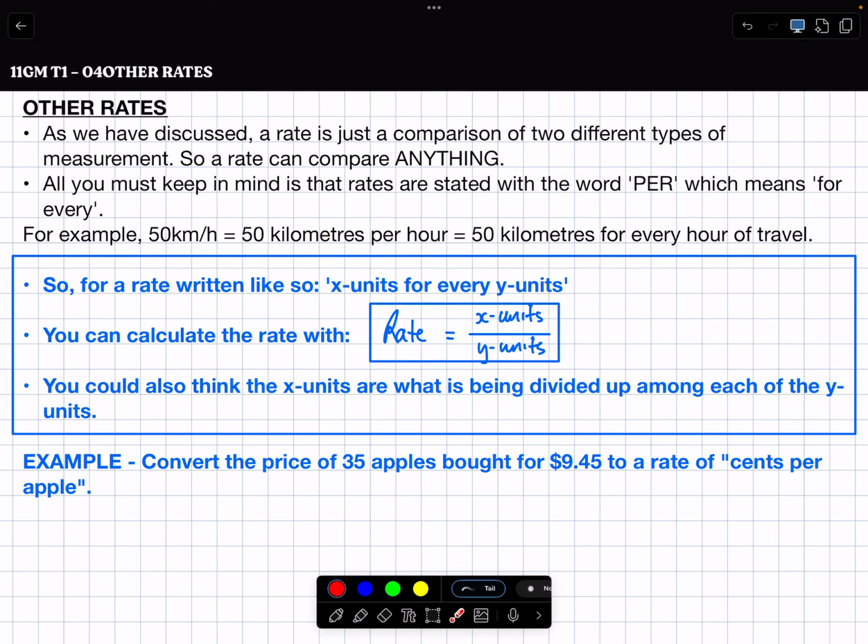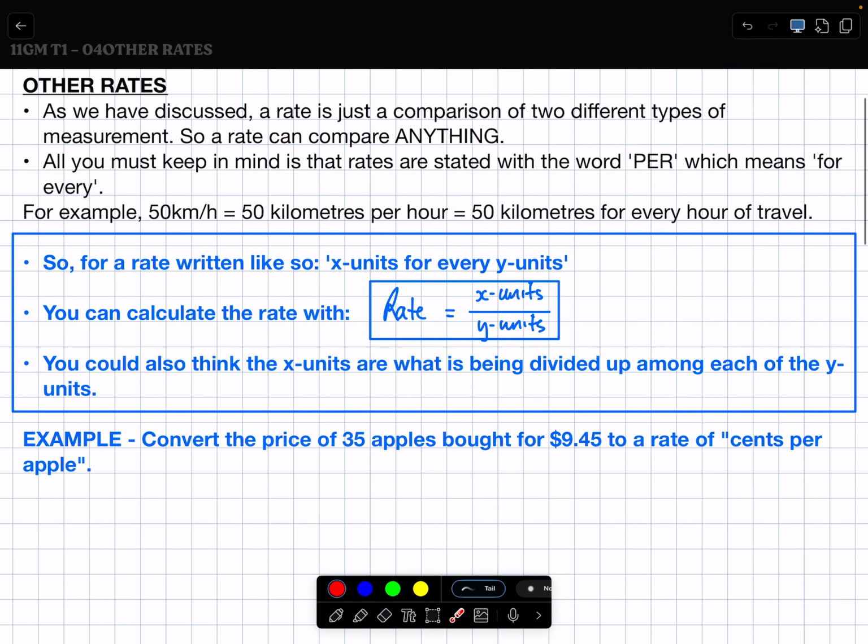Last lesson, we talked about specific rates. We talked about speed, we talked about rate of flow, and we talked about density. However, you'll encounter some rates that are just random. You can make any rate out of anything. Why? Because we discussed that a rate is a comparison of two different types of measurement.